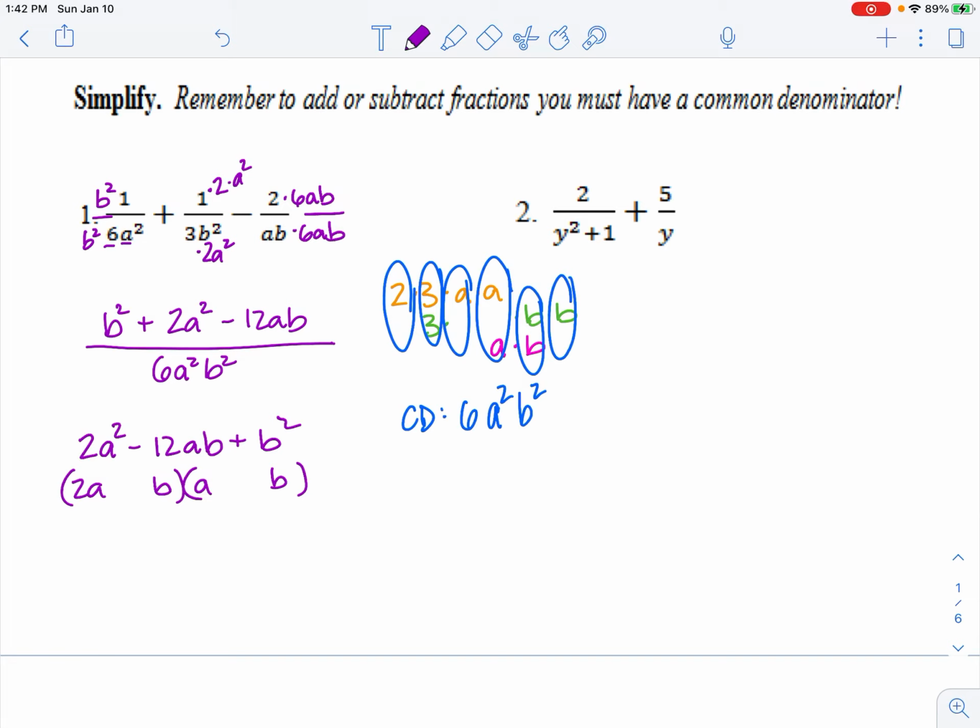There's no way for me to get 12 in the middle, and so this does not factor. You do want to check, though, if it factors. Since it does not, I'm done. I don't have a GCF in those. There is my answer for this problem.